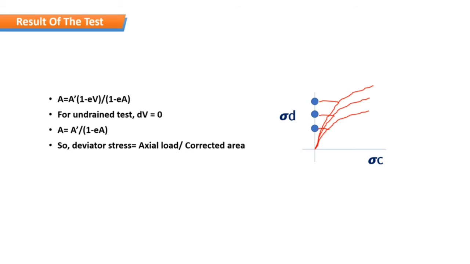Because this is an undrained test, ev would be 0. Because ev is dv by v, so when dv is 0, because v is constant, ev would be 0, so this will be obtained, and by this we can find out the deviator stress. It is nothing but the ratio of the axial load which is being applied, divided by the corrected area. So p by A is equal to the deviator stress.